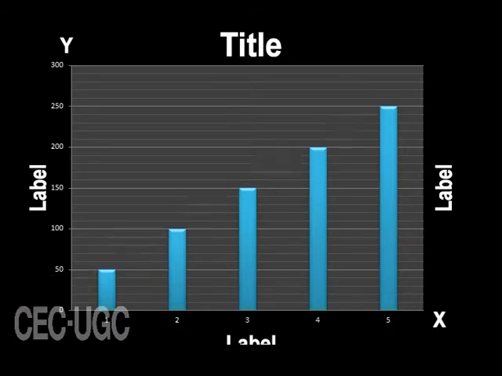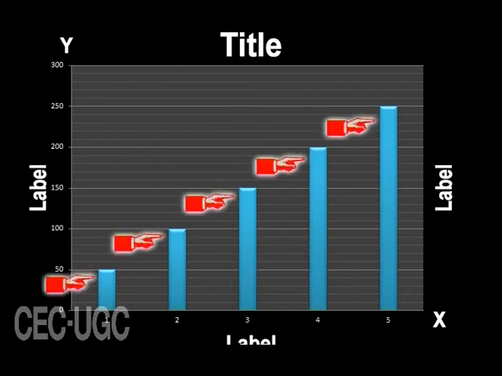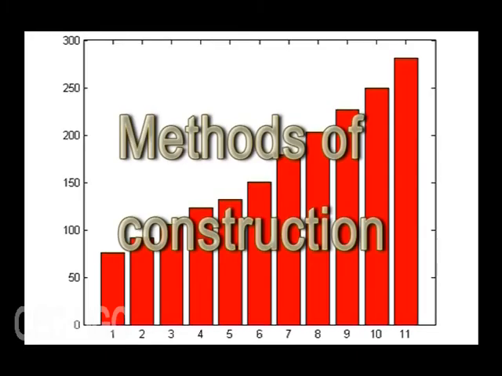A bar is like a ruler that measures the data number. Methods of construction. Step 1. Draw the axis. One should include the range of your data. Students are advised to draw bar diagrams on a piece of squared paper.